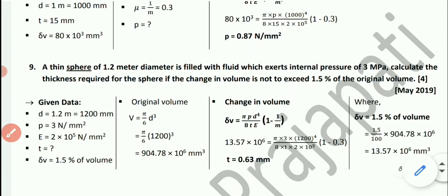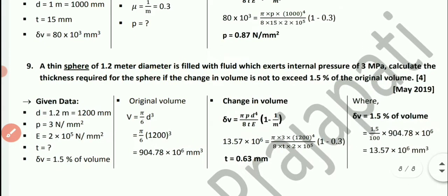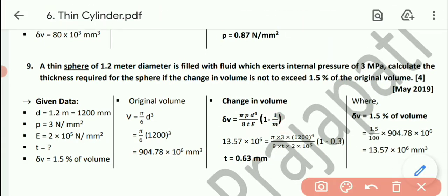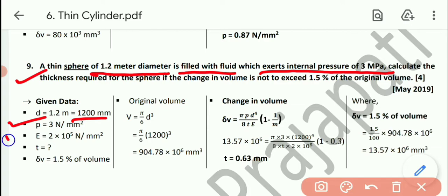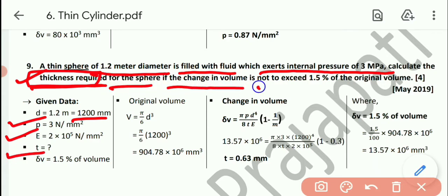Okay, and now moving forward to the next sum, same kind of sum but with some variation. Example number 9. A thin sphere of 1.2 meter diameter, so 1200 mm, is filled with a fluid which exerts internal pressure of 3 MPa. Now in this example pressure is given to us, 3 MPa. Calculate the thickness required. This time we need to calculate the thickness, that means t. For the sphere, if the change in volume is not to exceed 1.5% of the original volume.